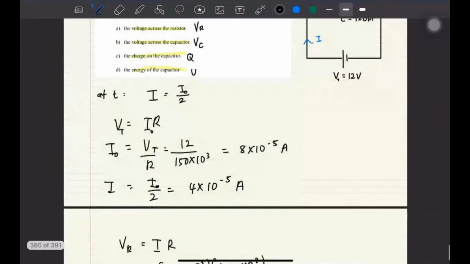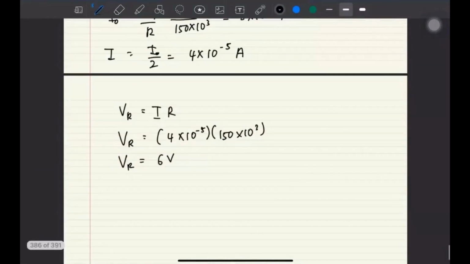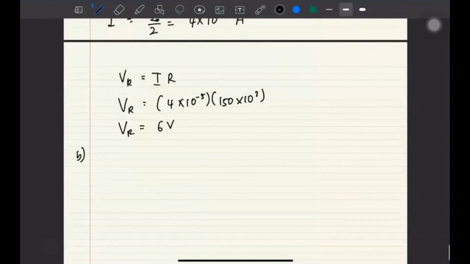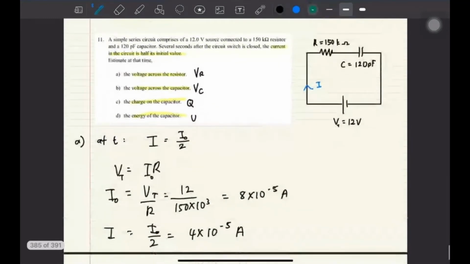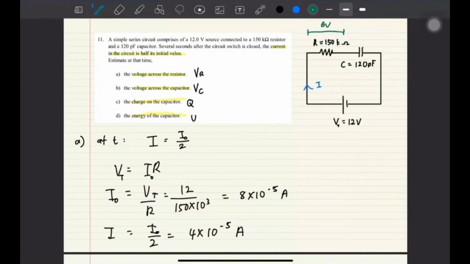Question B, dia kata the voltage across the capacitor. Okay, this one kalau kamu perasan lah, circuit ni dalam series, yang tadi kita kira tu dekat particular time, so sini adalah 6 volt. Kalau situ 6 volt, sini berapa volt? Series. Kalau current tak berubah, voltage dia apa ni? Cuba. Semua adalah 12. 6. Yes, very good.